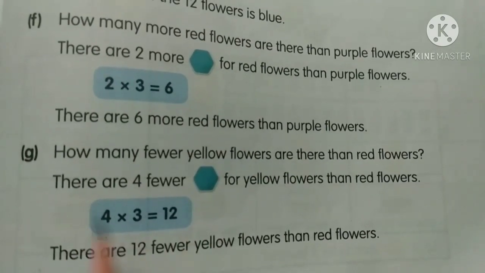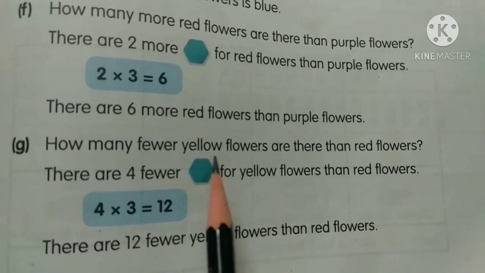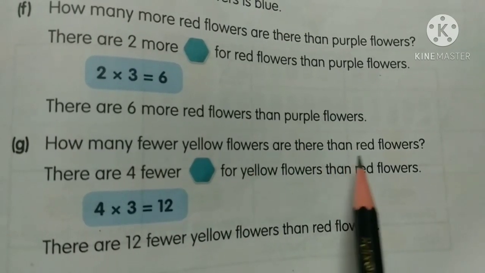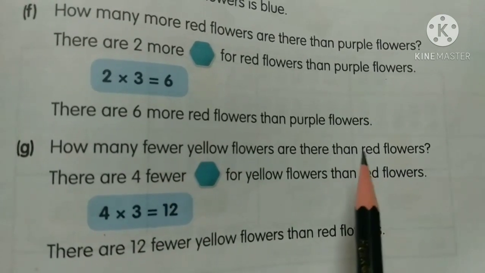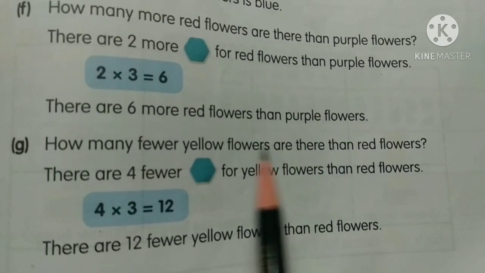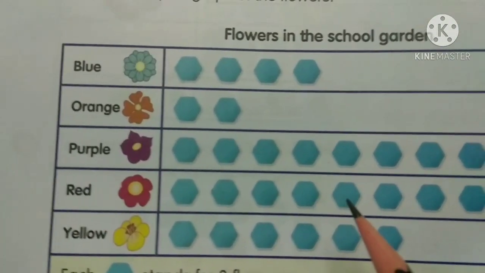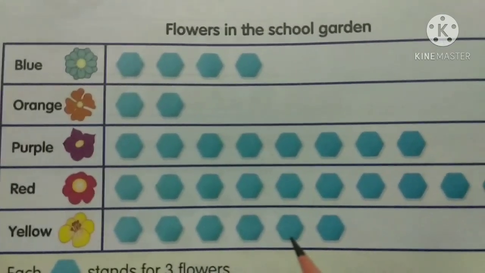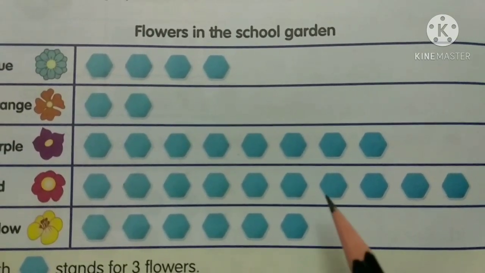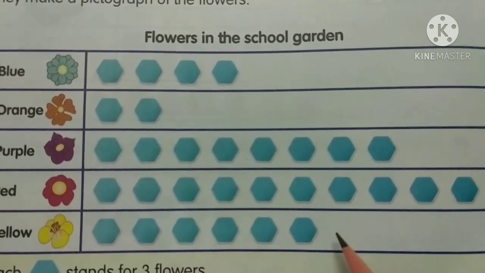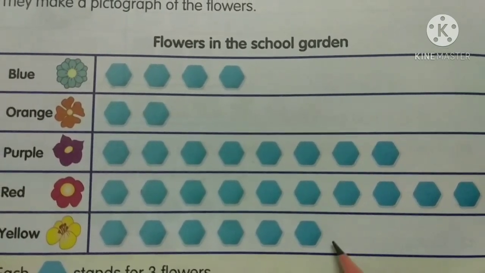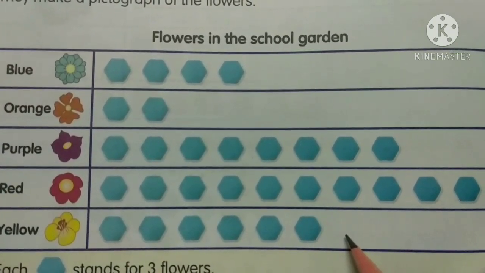Then question G. How many fewer yellow flowers are there than red flowers? Fewer means less. Comparing to red flowers, how many yellow flowers less? Here 1, 2, 3, 4. Comparing to this one, 4 less. How many yellow less? 4 of this type of figure less.